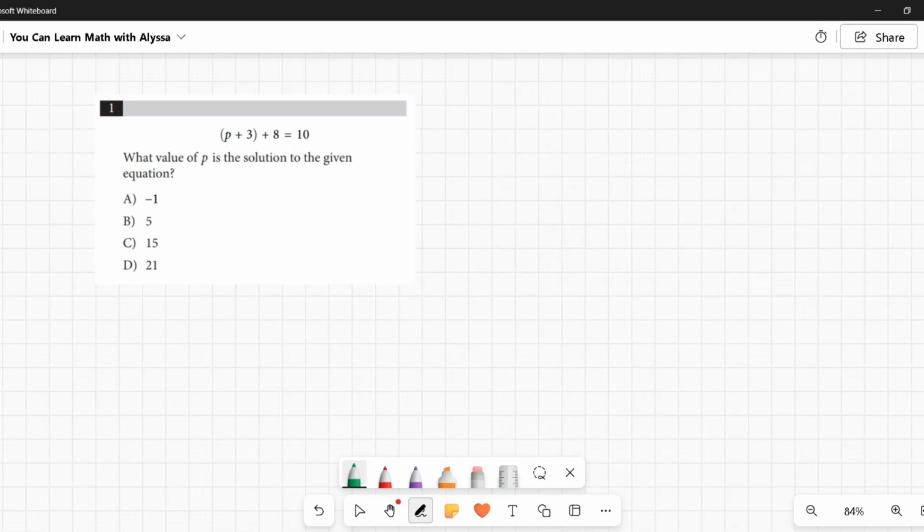Number 1, p plus 3 plus 8 equals 10. What value of p is the solution to the given equation?